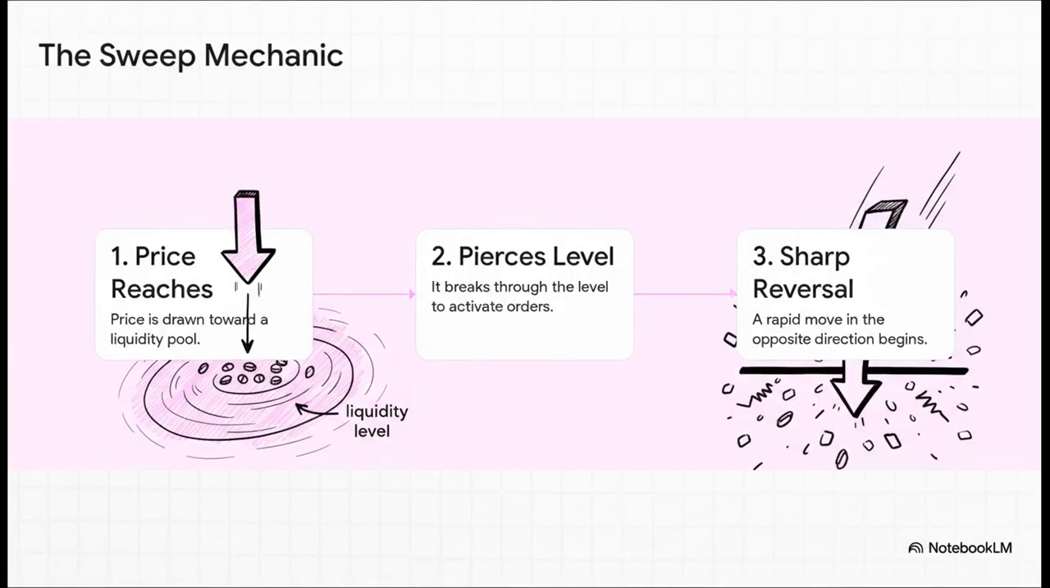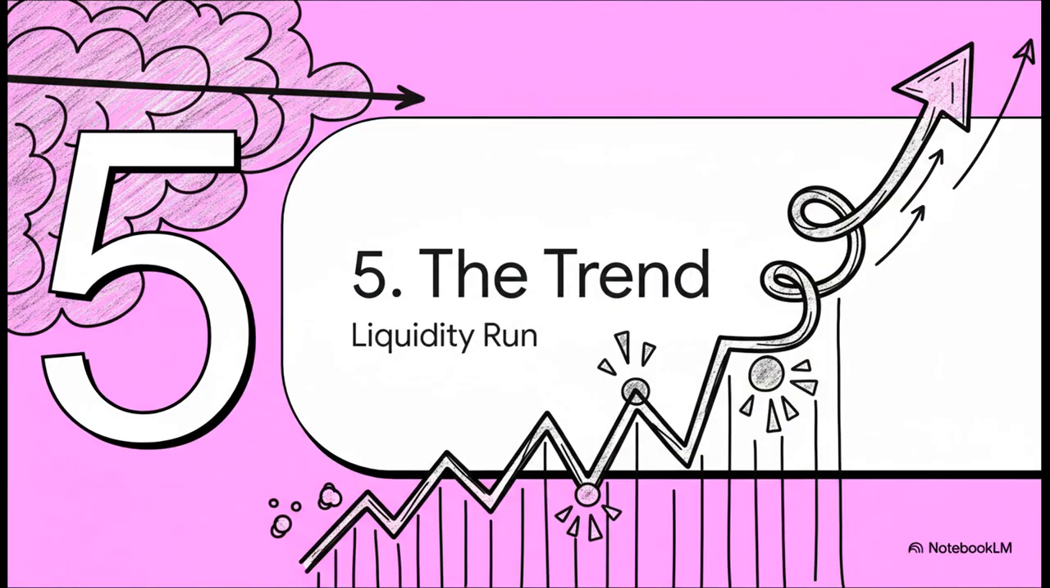The mechanics of it are brutally simple. Step 1, price gets drawn towards that liquidity pool. Step 2, it pierces right through it, grabbing all the orders. And step 3, an immediate sharp reversal kicks off, leaving a whole lot of people wondering what just happened. It's a classic move. But here's a question. What happens when price takes out a liquidity level and just keeps on going? What if it doesn't reverse? Well, that's not a sweep. That is something totally different, and it's called a liquidity run. It's all about trend continuation.